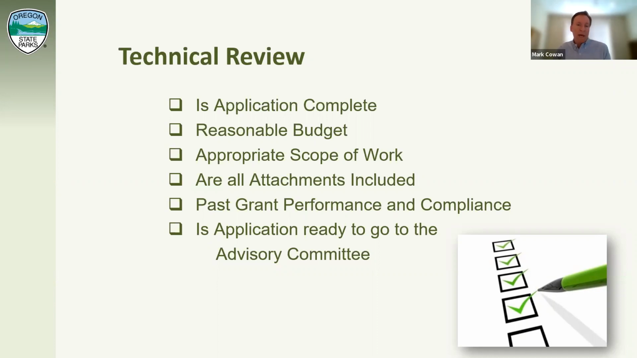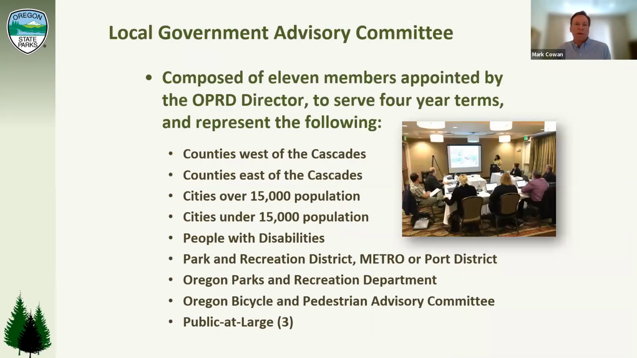At that point, we pass on your application to the actual advisory committee. The advisory committee is a 10, currently 11 member panel. And you can see these are the different categories. They come from a wide range of representation, both geographically, and you can see, west of the Cascades, east of the Cascades, a larger city, smaller city, and then all the way to the bottom where we actually have 3 people from the public at large.